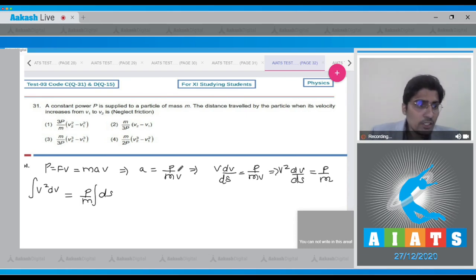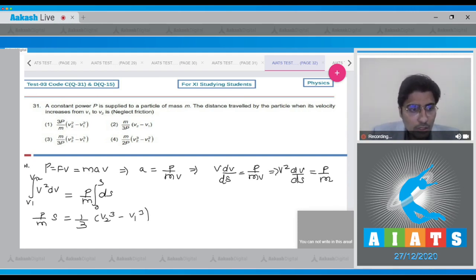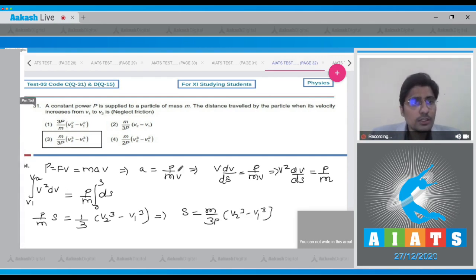The integral limits have to be put. So the limit of s will be 0 to s, and the limit of v will be v1 to v2. So we can write down that P by m into s is equal to 1 by 3 (v2 cube minus v1 cube). And further on, s will be equal to m by 3P (v2 cube minus v1 cube). And hence for this question the correct answer is option number 3.